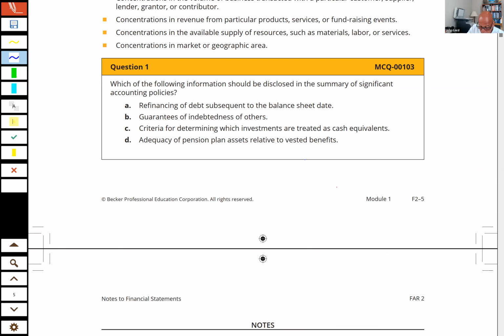Okay, guys, let's go ahead and take a look at this one. A good chunk of us got this one right, 75% anyway. There were a few folks that chose B, and if I can diagnose that a little bit, what may have happened is that when you were looking at the discussion of risk and uncertainties, you thought we meant that to be included in the summary of significant accounting policies. And so some folks maybe thought B was the answer.